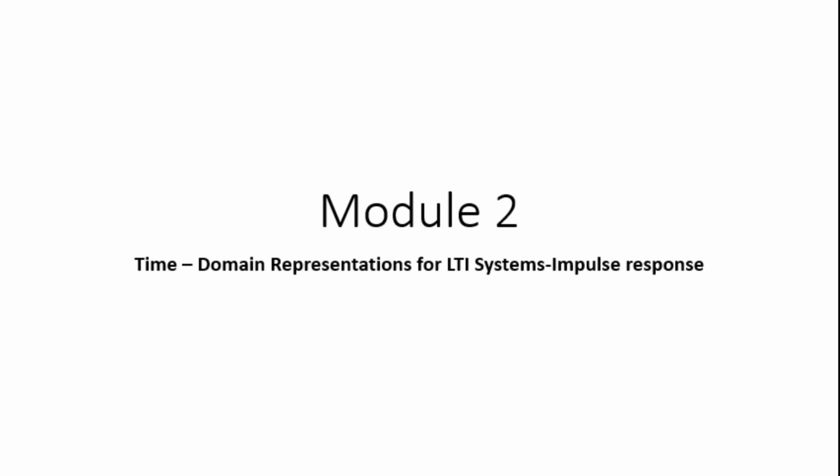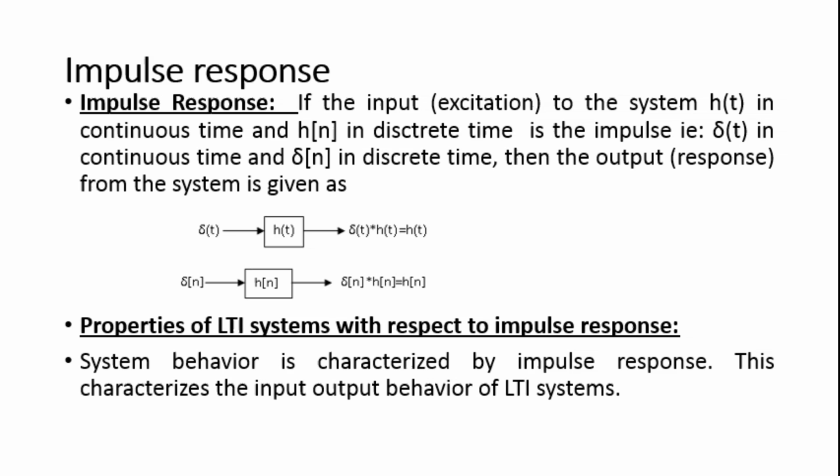Today we are going to discuss impulse response for LTI systems. So first one is impulse response. If the input to the system h of t in continuous time and h of n in discrete time is the impulse, that is delta of t in continuous time and delta of n in discrete time, then the output or response from the system is given as delta of t to h of t, which gives delta of t convolution with h of t, which is equal to h of t.